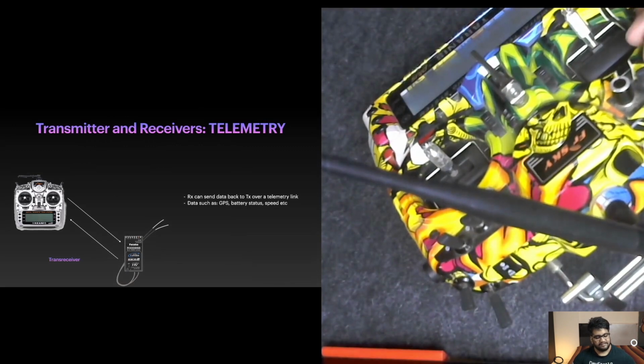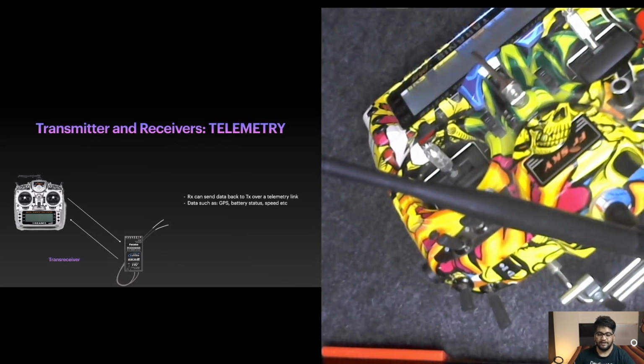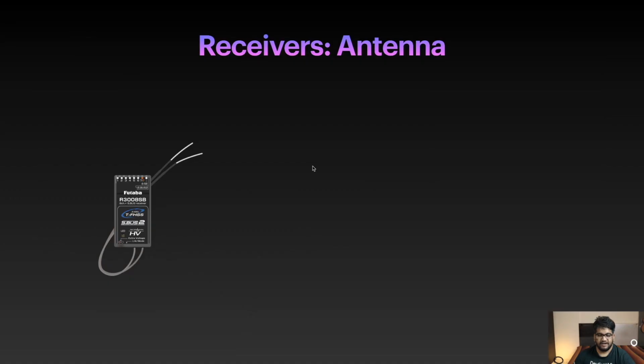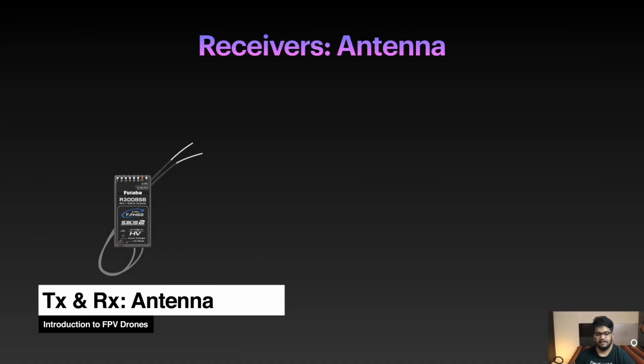So this is the powerful concept called telemetry, which is sending data back to the ground station, and receivers like this can do that. You'll see two antennas. That is not for redundancy. One antenna is to receive and the other antenna is to transmit back to the ground station. Okay, so let's move ahead and talk about the antenna.